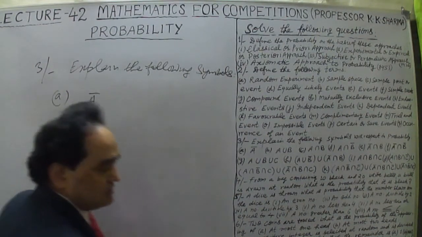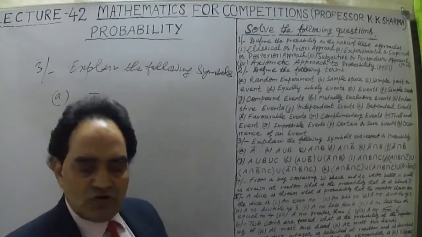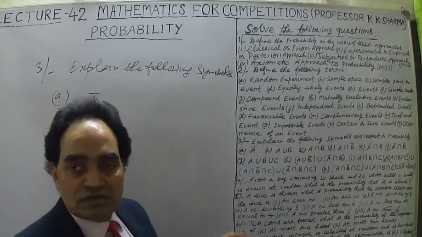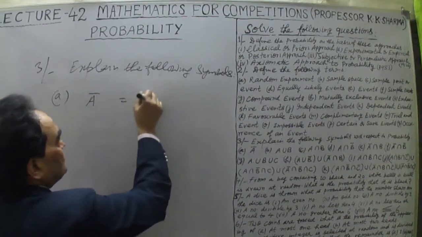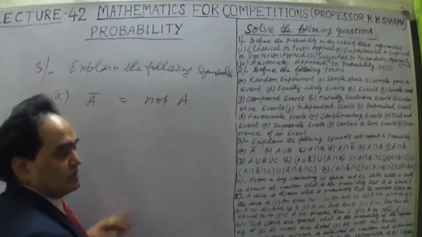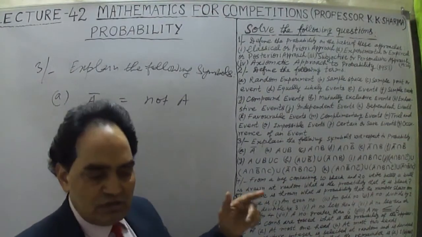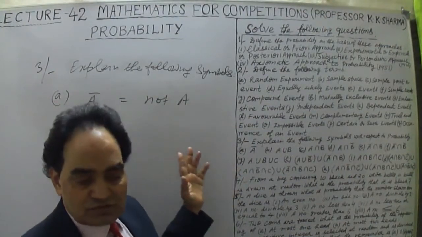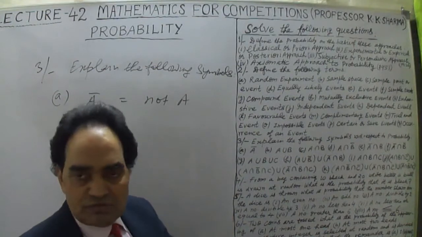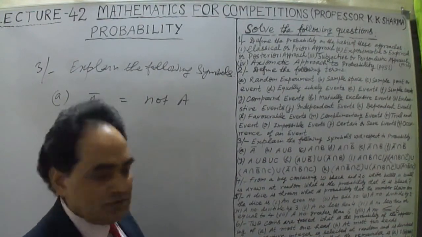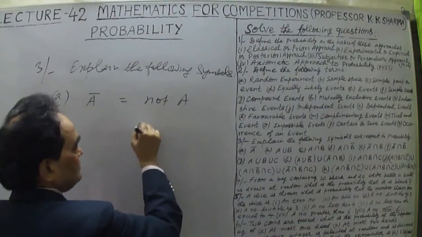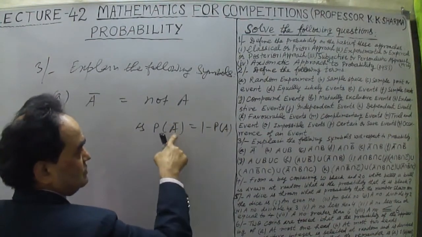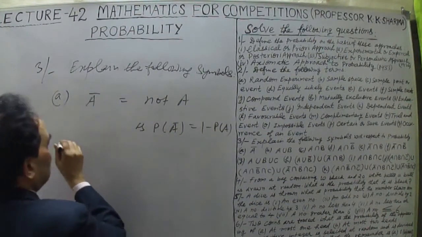A bar. If an event is A, for example, A is any activity, an event that has occurred, then A naught means not A. Negative of A, not A. The sum of the probability of A and the probability of A naught is 1, because as we know, the probability of A naught is equal to 1 minus the probability of A. So A bar means not A.